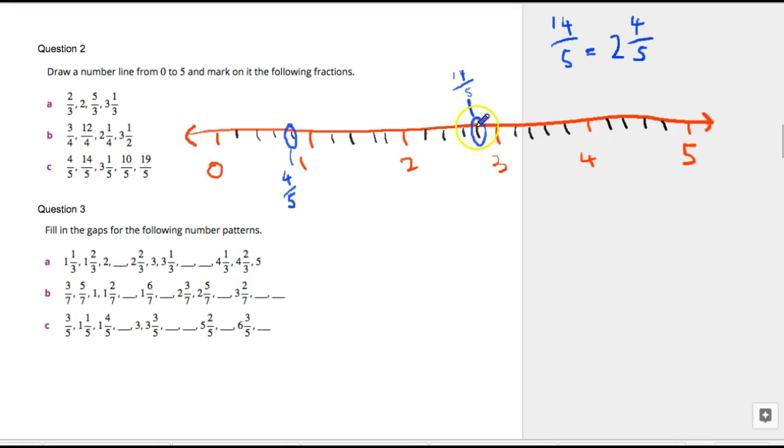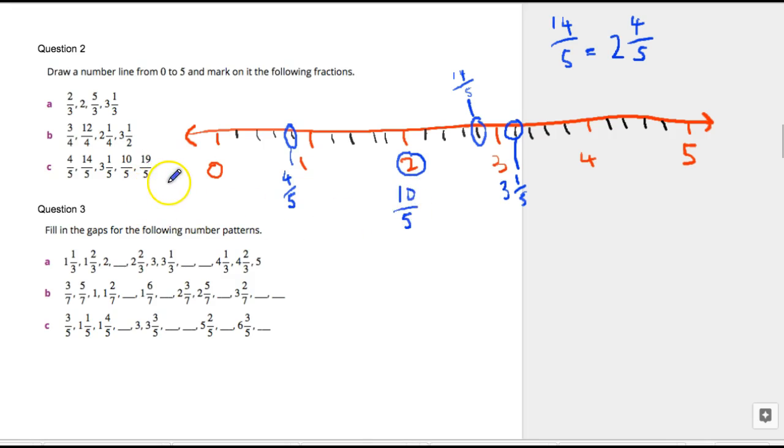1, 2, 3, 4. Okay, 3 1/5. So here's 3 and then we add on one more fifth here. So that's 3 1/5. 10/5. Okay, so hopefully you can read that as 10 divided by 5, which is 2, but let's count on anyway. 1, 2, 3, 4, 5, 6, 7, 8, 9, 10. Okay, so remember, 2 is the same as 10/5.